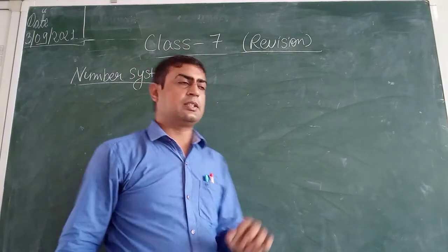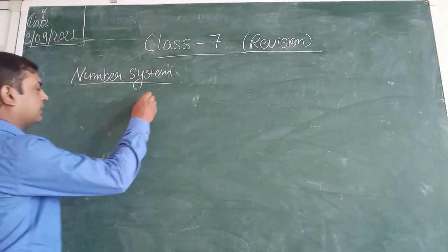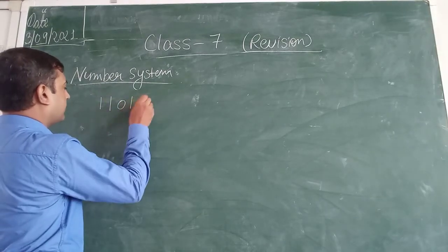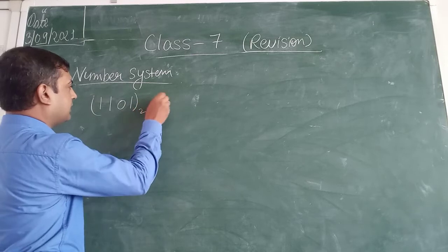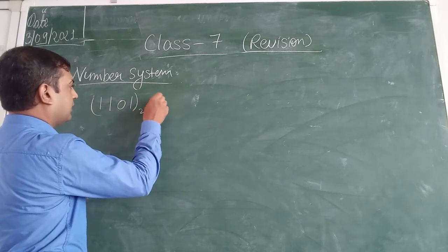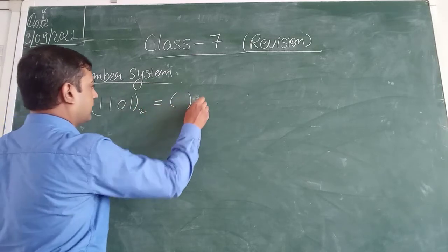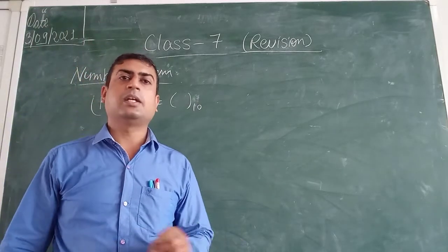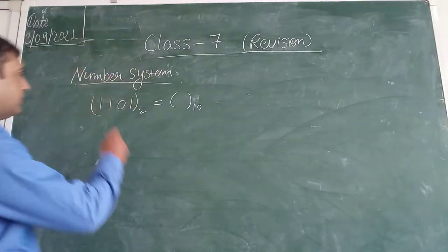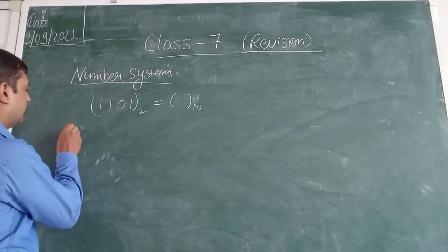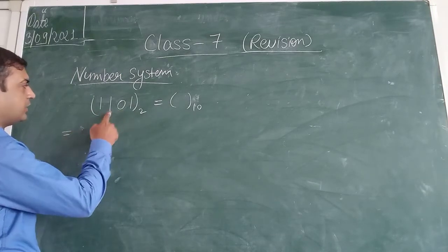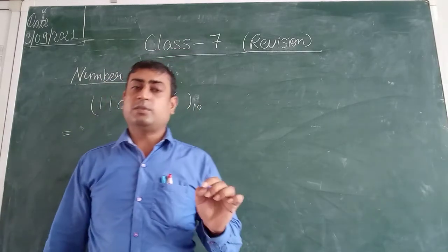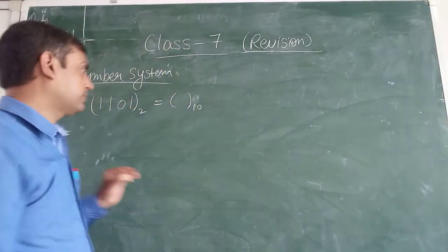Now the next is, let's say for example 1 1 0 1. This is binary and you have to find its equivalent decimal number. Then you have to count the digits which are present: 1, 2, 3 and 4. If 4 digits are there, you have to start with 3.